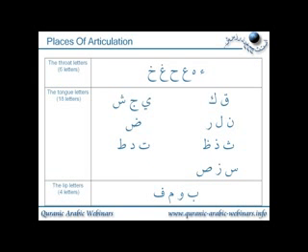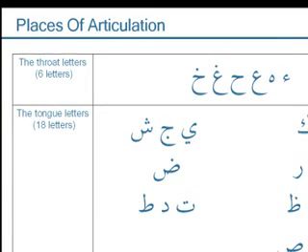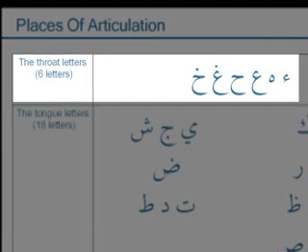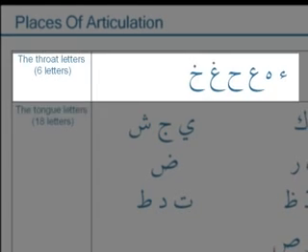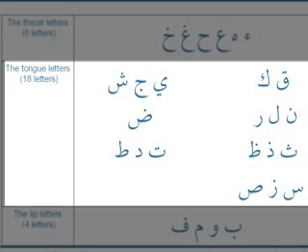So places of articulation. This is a slide just showing the letters all grouped together according to where you pronounce them from in the three major parts of your mouth. So you've got the throat letters, which are 6: hamza, the soft ha, the ain, the forceful ha, the ghain, and the kha.